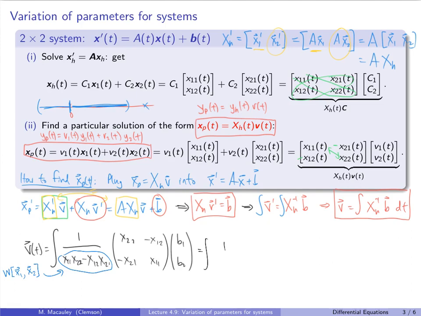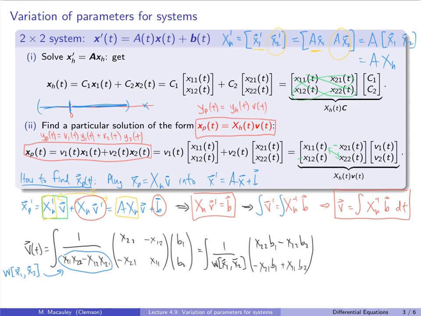So it's the integral of 1 over the Wronskian of x1 and x2. Now let me just, for simplicity, multiply this out. I could skip steps, but it's easy, and I'll probably make a mistake if I do. So x22 b1 minus x12 b2, that goes on top. And then on the bottom is negative x21 b1 plus x11 b2. Again, all I did here is multiply these rows times the column: this is this row times this column, and this down here is this row times this column.